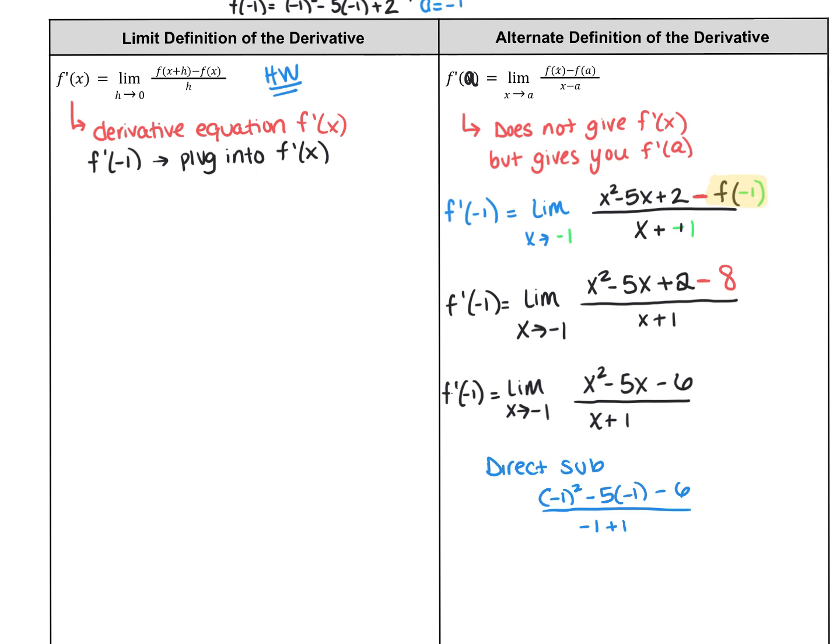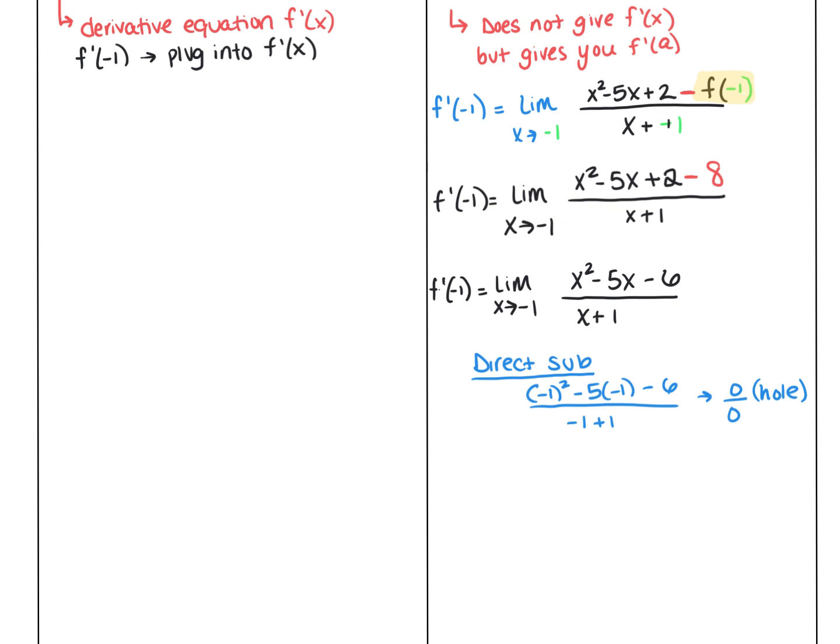Now you can trust my math that this will be 0 over 0, which means there's a hole. The only way out of the hole is by factoring. We're not going to use conjugates or common denominators. So let's factor. What adds to negative 6, negative 5, that multiplies to negative 6? That's x minus 6 and x plus 1, all over the x plus 1.